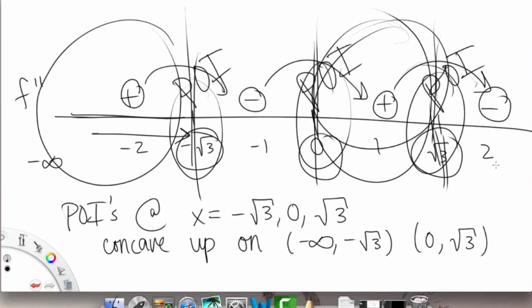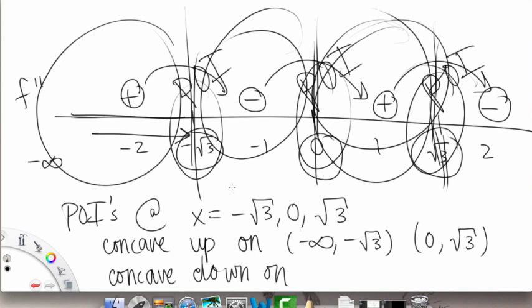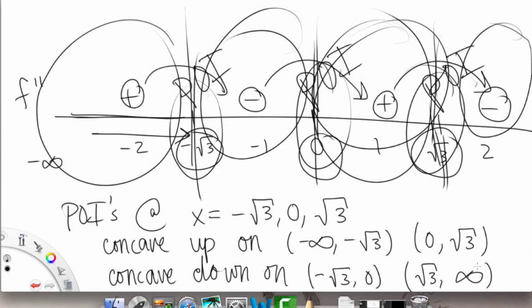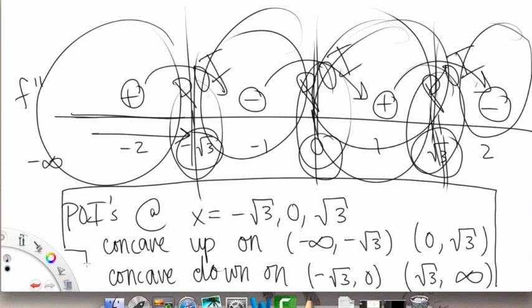Okay, and then our other one is going to be concave down. So that'll be the remaining intervals. So concave down on, and that'll be the negative ones. Here's one, and this goes from negative radical 3 up to 0, and then the other remaining negative one is all the way to the right, and that one begins at positive radical 3 and goes on to infinity. Alright, so that's basically it. Everything down here that I'm putting in a box is our answer for that problem.